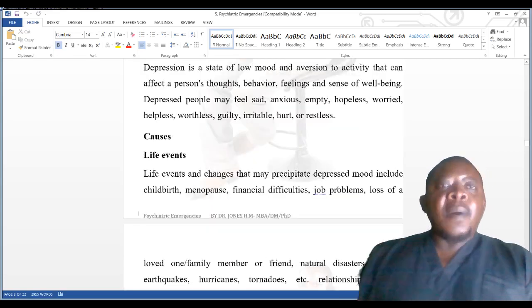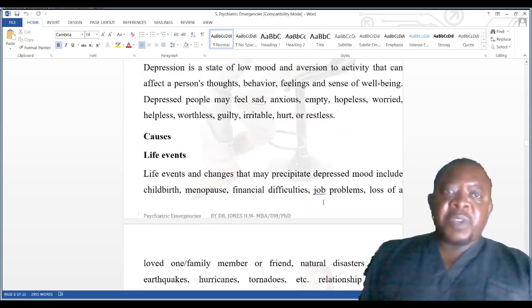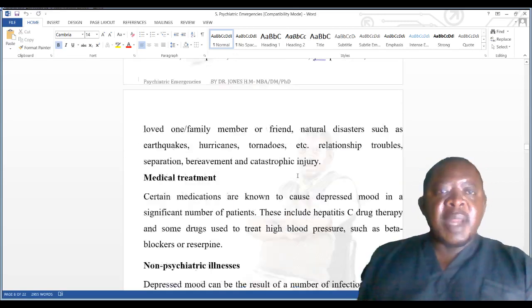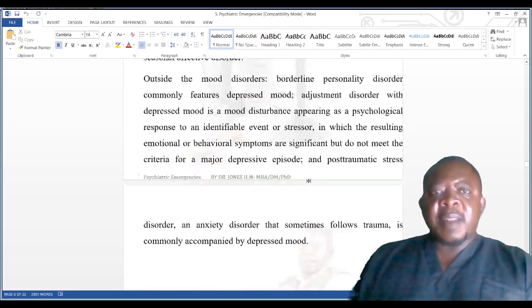Now, what are some of the causes of depression? The causes of depression may include life events, some medical treatments, some non-psychiatric illnesses, and psychiatric syndromes that may lead to depression. So that is about it, some of those things that may bring about depression.